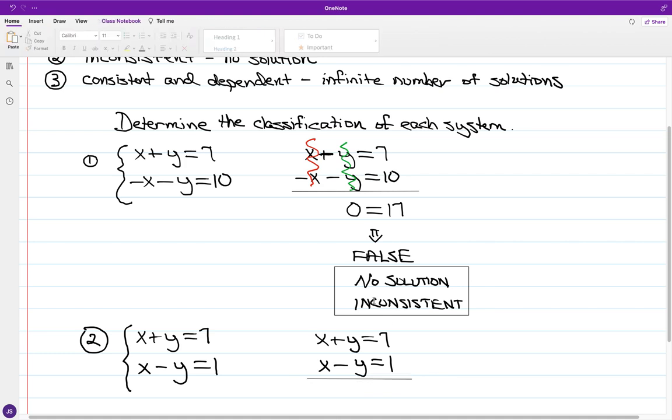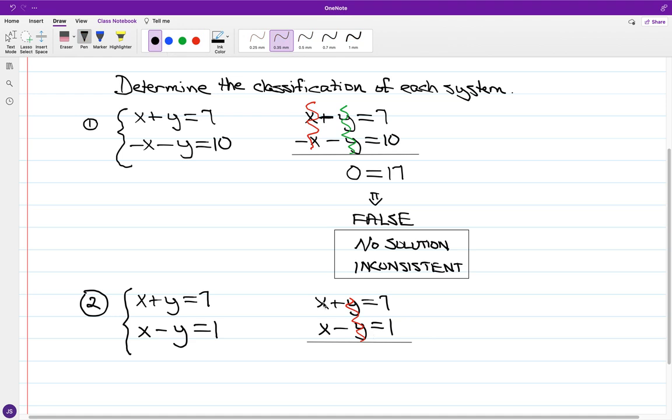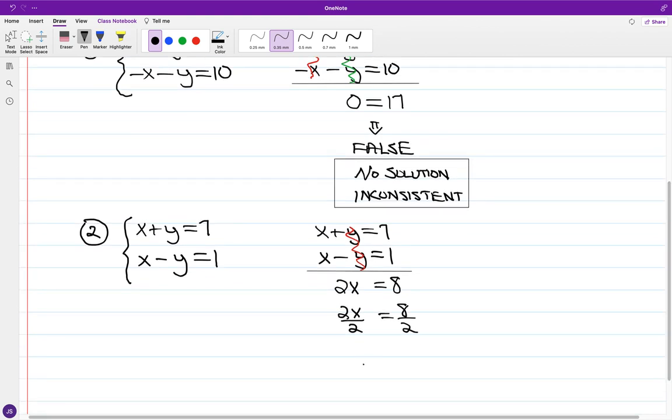And if we apply the addition method, we'll have only the y terms cancel. Okay, so adding the equations, we'll have x plus x is 2x, and we have that 2x is equal to 8. And we're going to have that x is equal to 4. So we have that x is equal to 4.